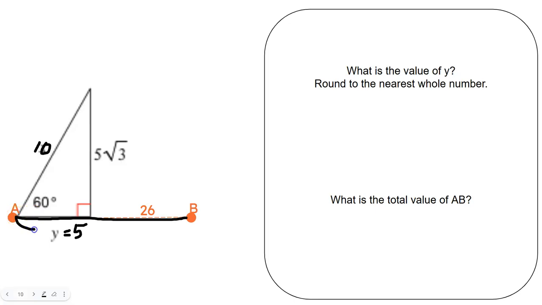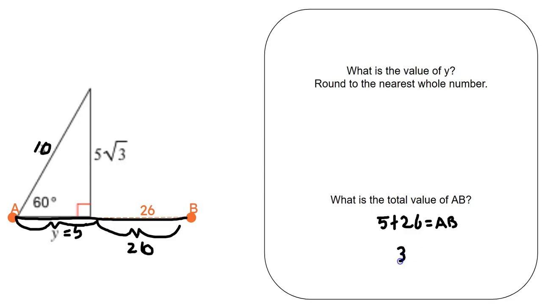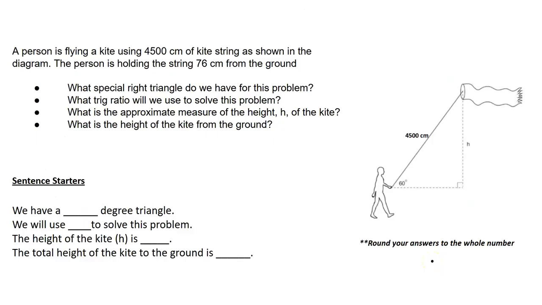But now they're asking us, what is the length of this line right here called AB? Remember that this part of the line is equal to 5, and notice that this part of the line is equal to 26. We want the whole line, so all we're going to do is say 5 plus 26 is equal to AB. And then we're just going to add that together. So that means that AB is equal to 31.